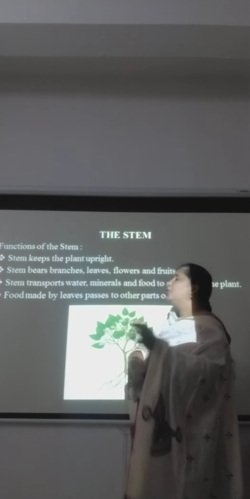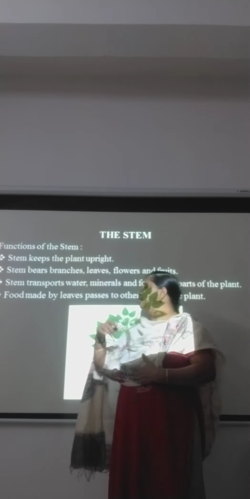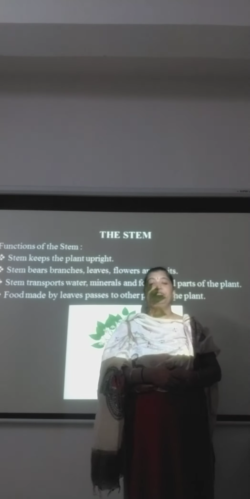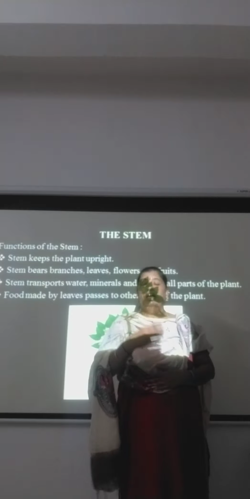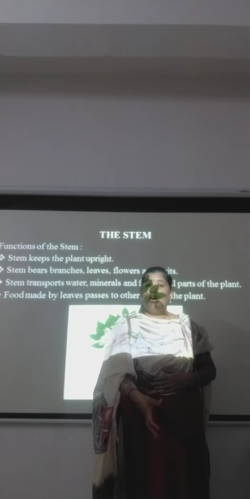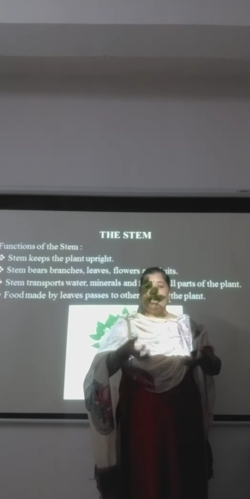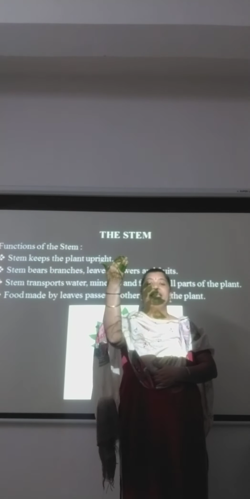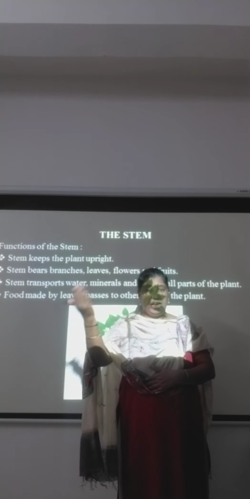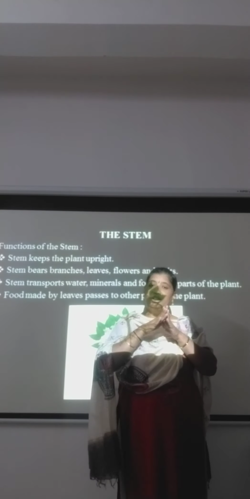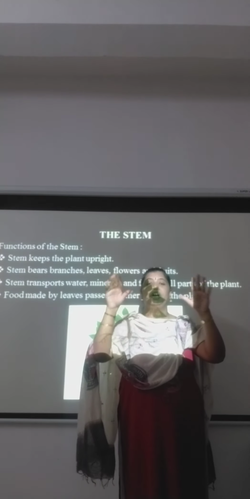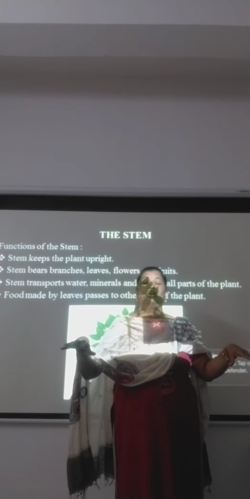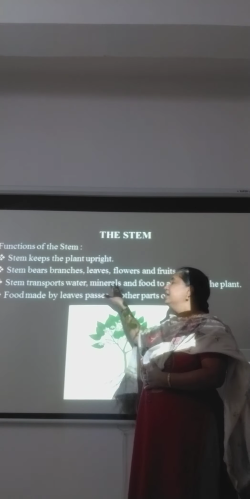Next, the stem transports water, mineral salts and food to all parts of the plant. Now, what is another function of the stem, children? Whatever water is absorbed by the root has to go to different parts. So that is carried out by the stem. At the same time, the leaves prepare the food, and all the food that is prepared is distributed even to the roots. So that is done by the stem.